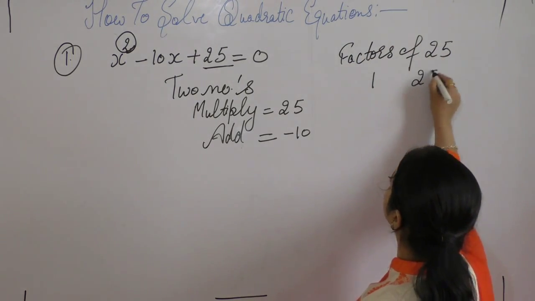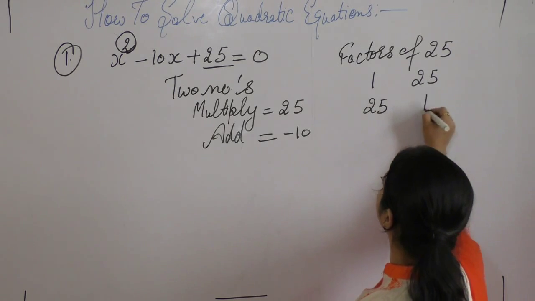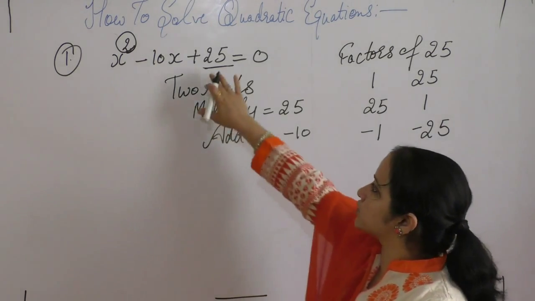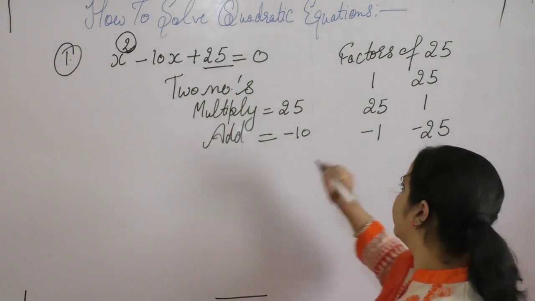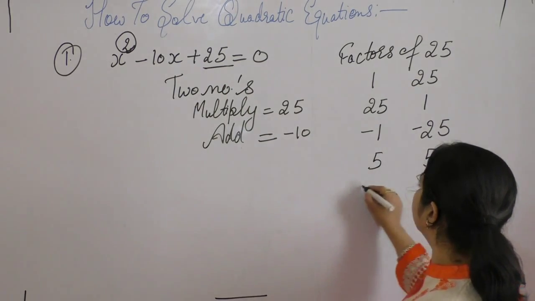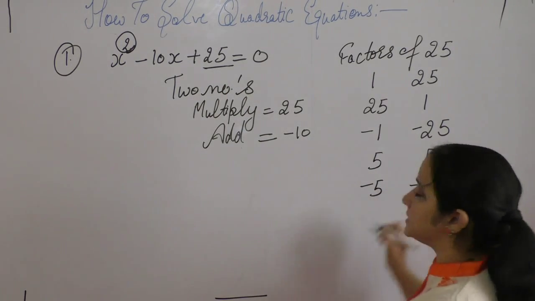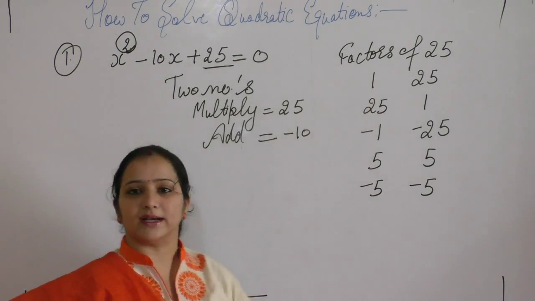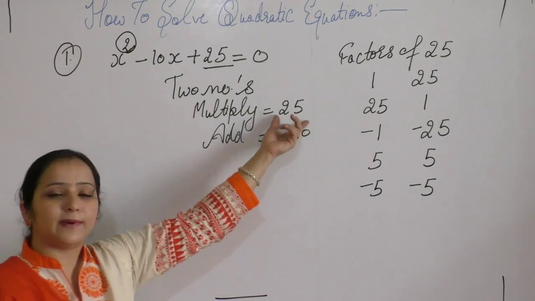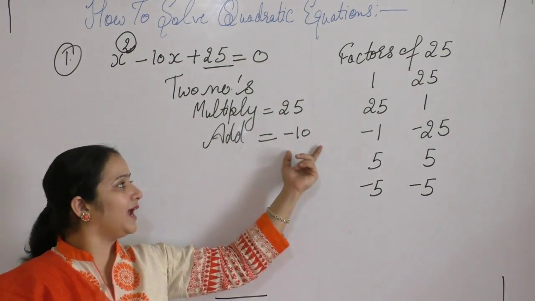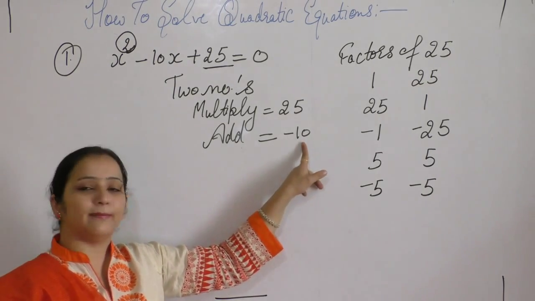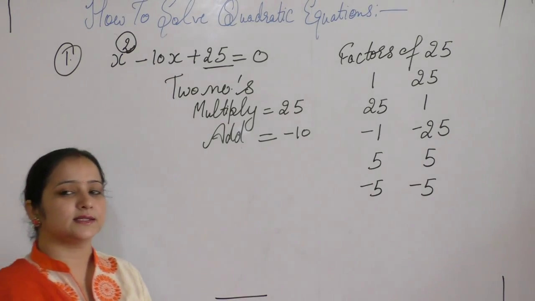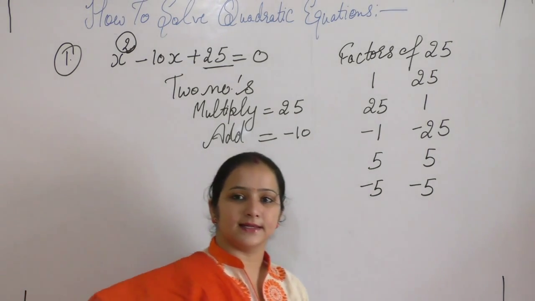1 into 25, 25 into 1, minus 1 into minus 25, because we want plus 25 here. 5 into 5, minus 5 into minus 5. So these are the factors of 25. Now when we multiply we get 25, and when we add these numbers we want minus 10. So check all these factors when we add them, to see whether we get minus 10.